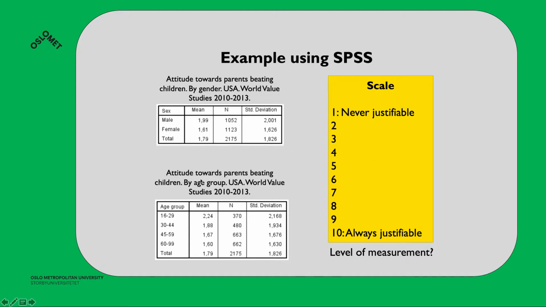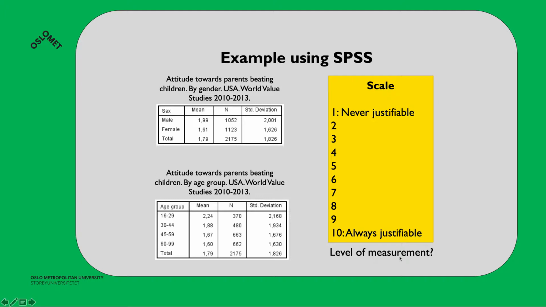And in the next example, we are also going to use attitudes towards parents beating children as the dependent variable, but we're going to do a comparison between several means, and those are defined by age groups. So we're going to see whether there is a significant difference between different age groups. And as you can see, the younger ones tend to be a bit more inclined to say that it's more justifiable for parents to beat their children than the older ones. And again, the scale is from 1 never justifiable to 10 always justifiable.